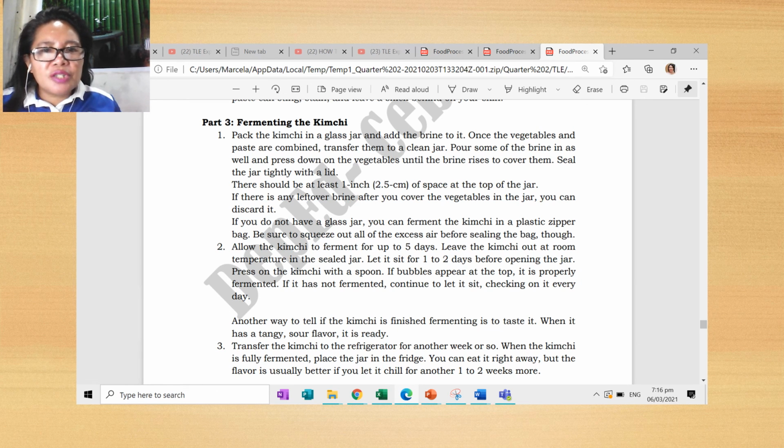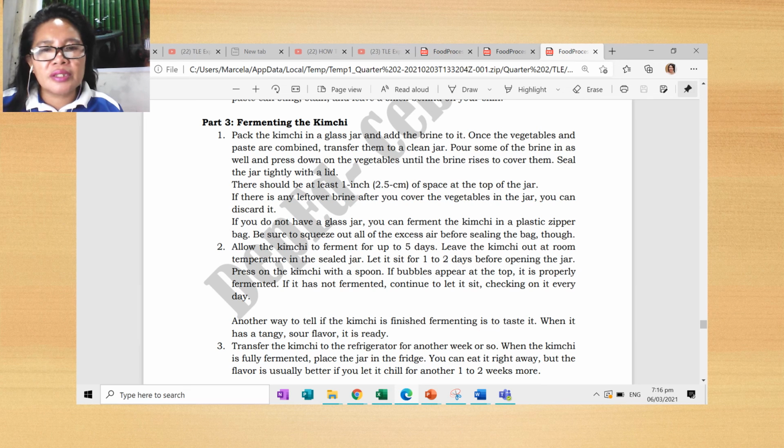Allow the kimchi to ferment for 5 days. Leave the kimchi at room temperature in the sealed jar. Let it sit 1 to 2 days before opening the jar. Then press the kimchi with a spoon. If bubbles appear on the top, it is properly fermented. If it is not fermented, continue to check it every day.